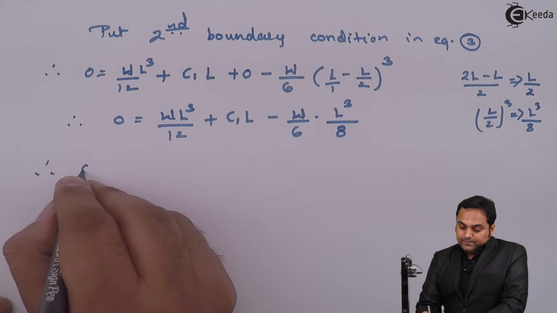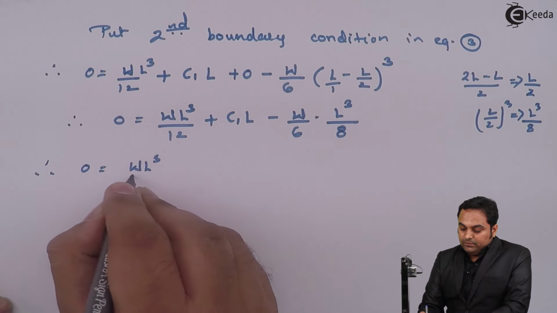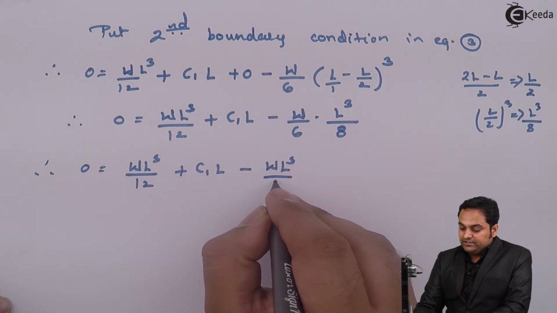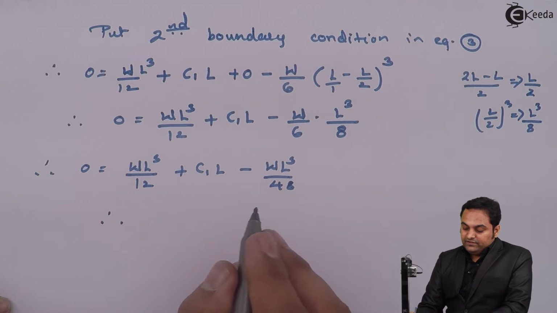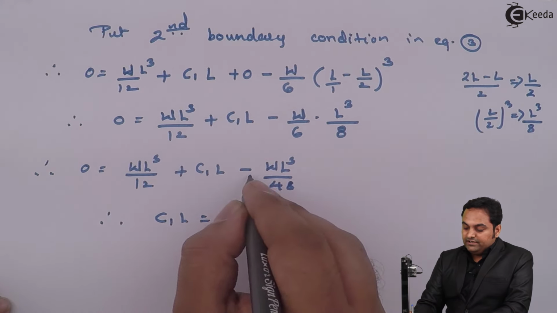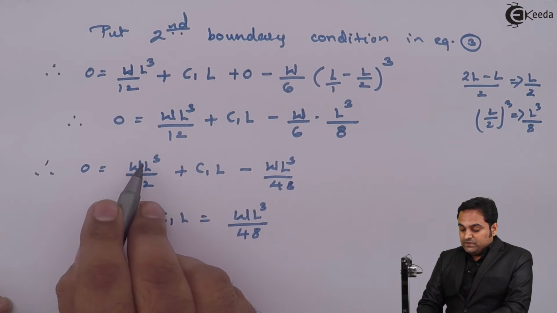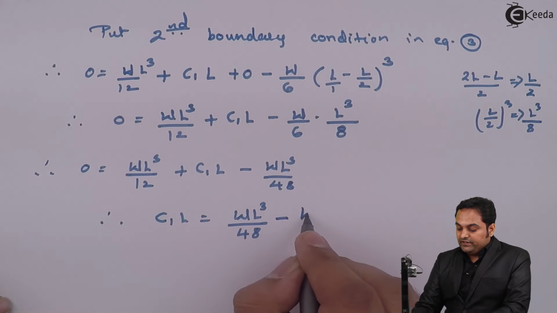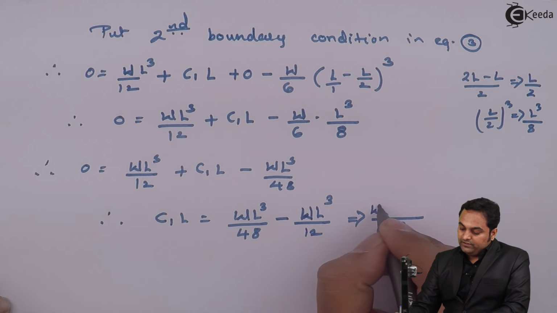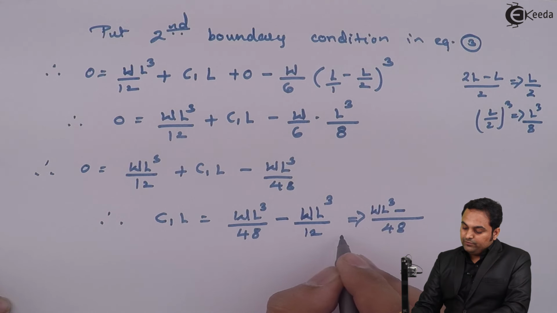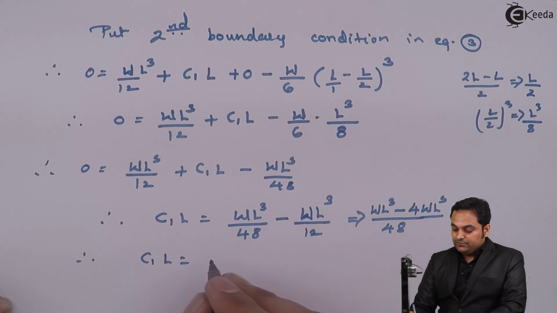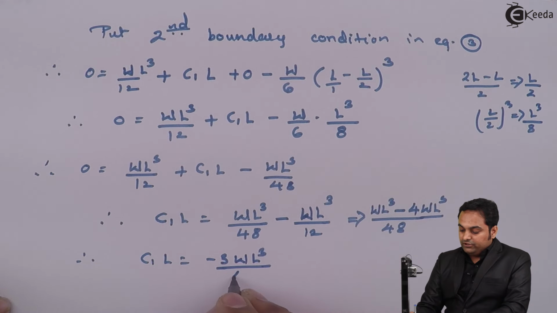Now therefore here we have WL cube by 12 plus C1 into L minus WL cube by 6 into 8, that is 48. We want the value of C1, so I'll shift this term. So C1 into L becomes WL cube by 48. It is negative. When it goes on to the other side, it is positive. WL cube by 12 is positive. When it comes on the other side, becomes negative. So this will be 48, and here we have WL cube minus multiplied by 4 here to make it 48, 4 in the numerator. So therefore we have C1 into L as this becomes minus 3 WL cube by 48.